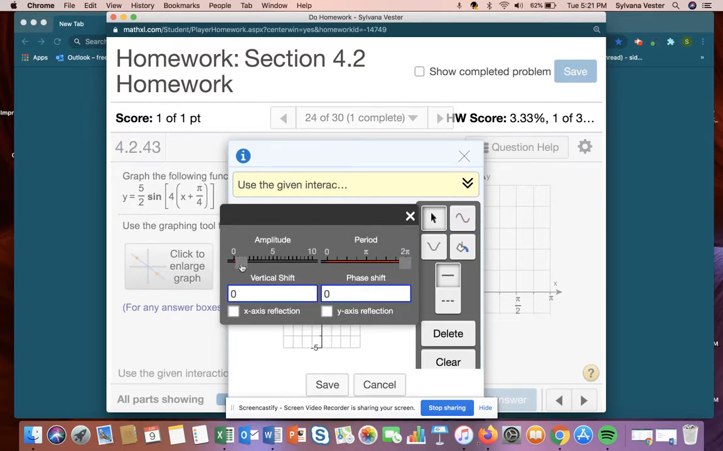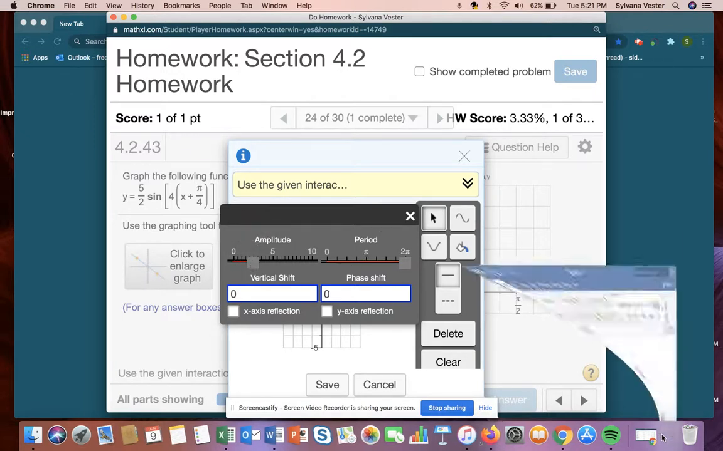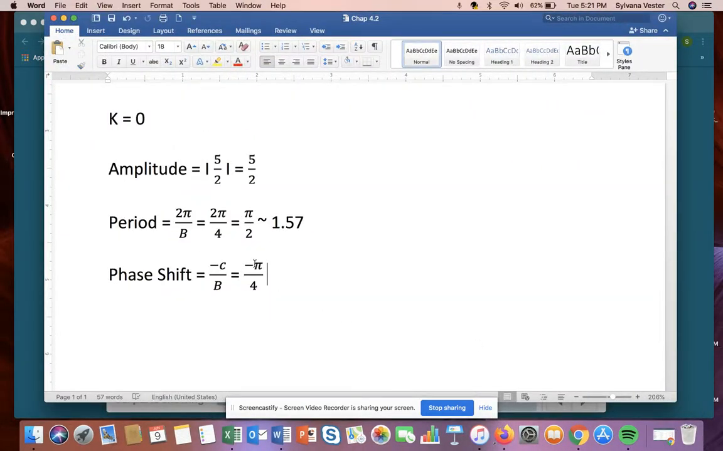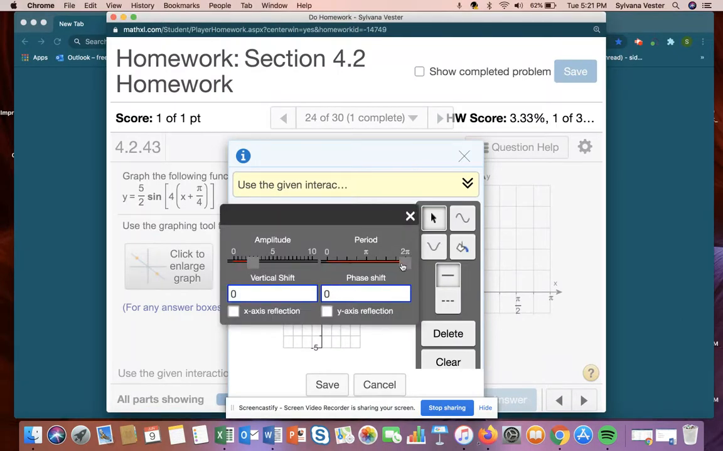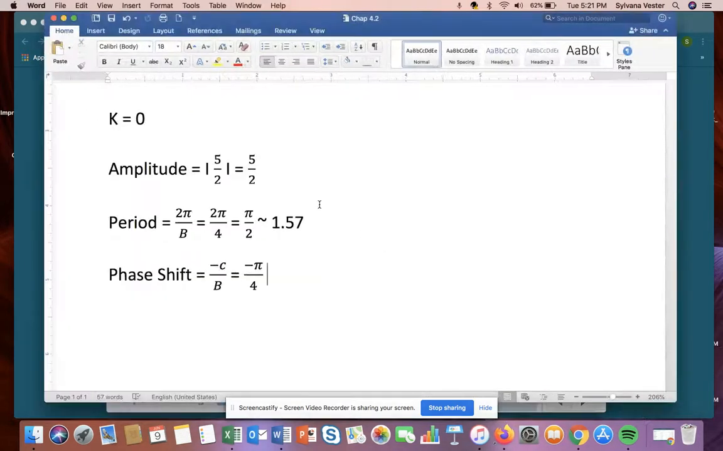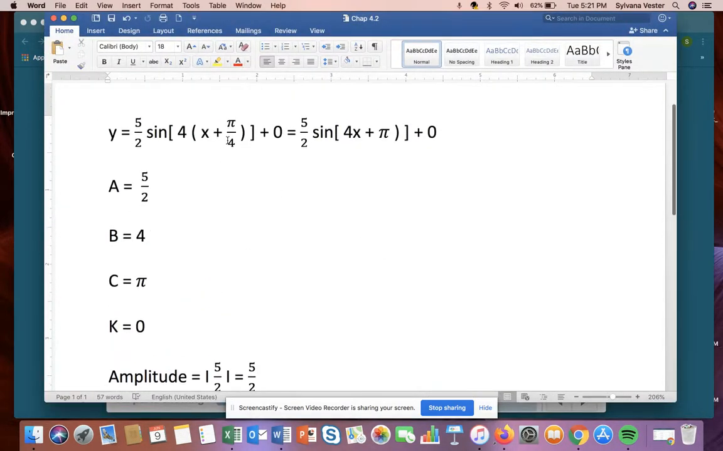the amplitude was 5 halves. So let's take a look. That's 2.5, right? There's 5 halves. And the period, let's go back to that, was pi over 2 or 1.57. So let's see which one they take. I forget now. So the period is, looks like they're giving me 1.57 there. The vertical shift, if you recall, was 0, right? It was 0 over here because k is 0.